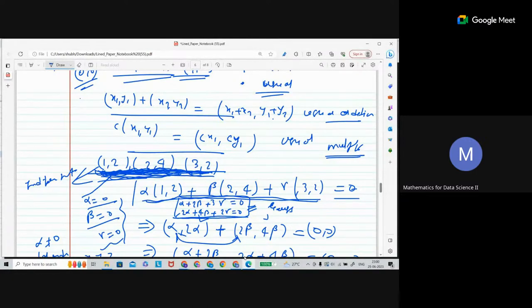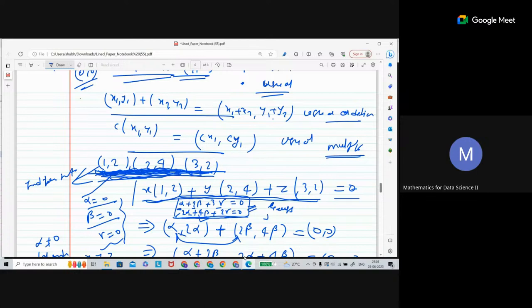The vector here is this one. So that's why there is no need to be confused there. Here the variables are alpha, beta, gamma. Okay. I can change it here to x, y, z.